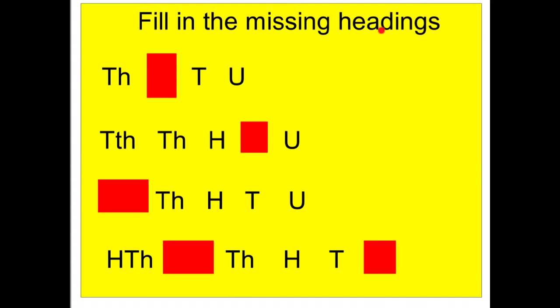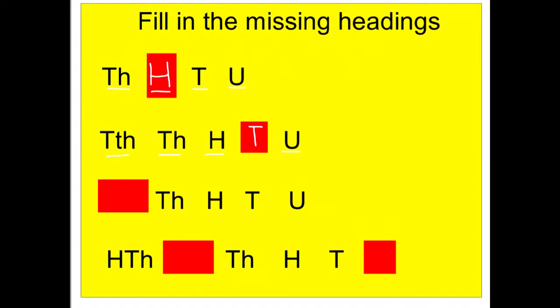Fill in the missing headings. Thousands, we've got our missing value, tens, and units. Well, our missing value is hundreds. Thousands, hundreds, tens, units. Second one down, tens of thousands, thousands, hundreds. We've got our missing value, which is tens, and then units.